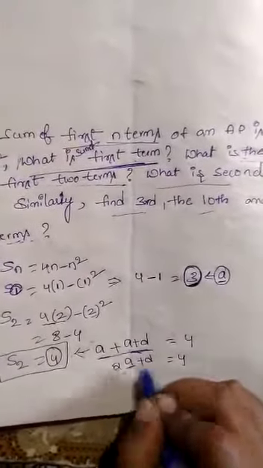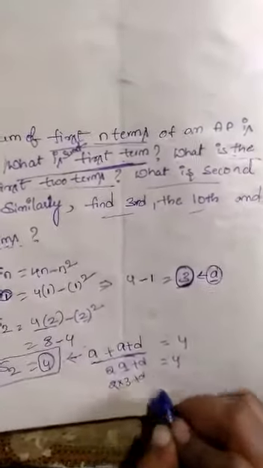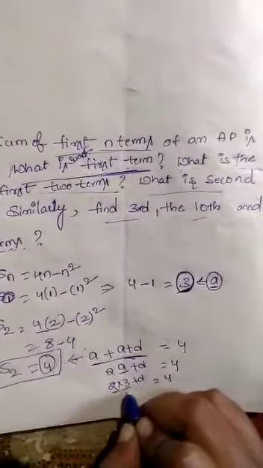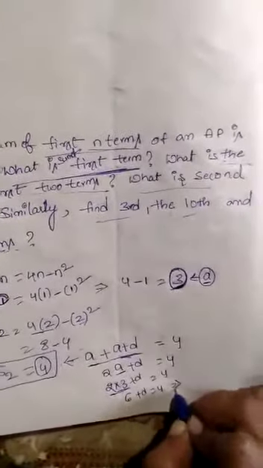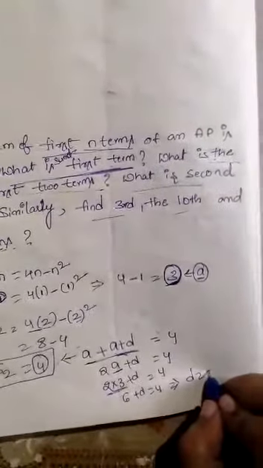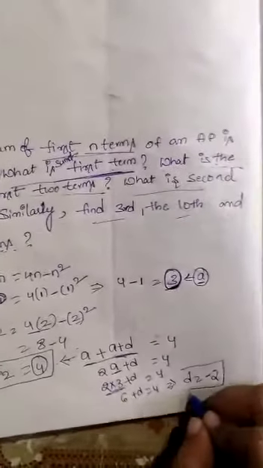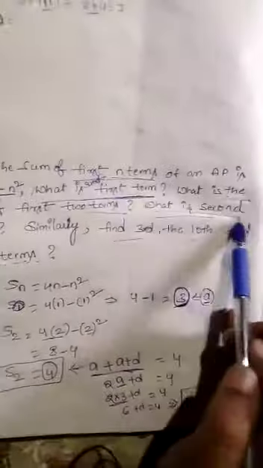We know the A value. A value is 3. 2 into 3 plus D equals 4. 2 threes are 6 plus D equals 4. So D equals 4 minus 6, minus 2. The D value is minus 2. So next question: what is the second term?